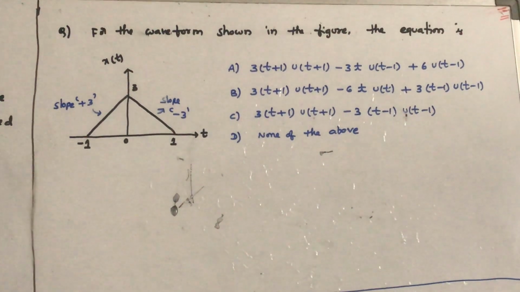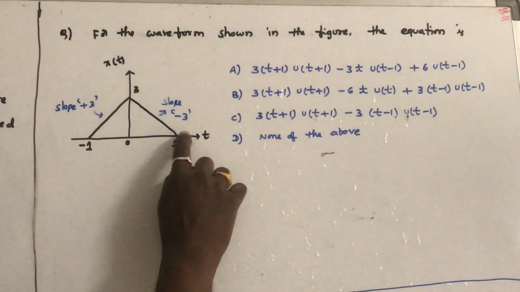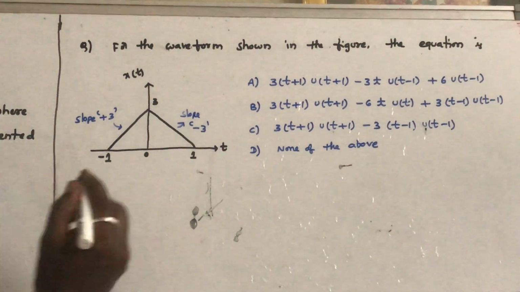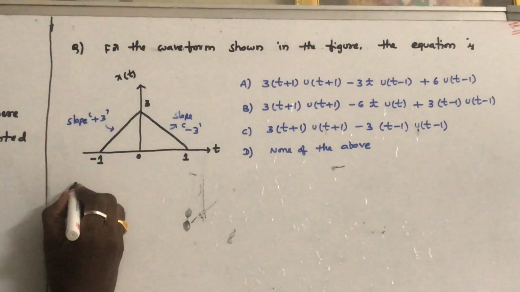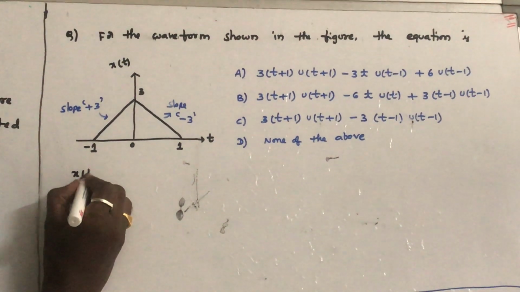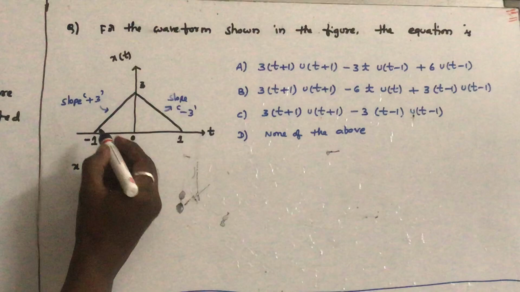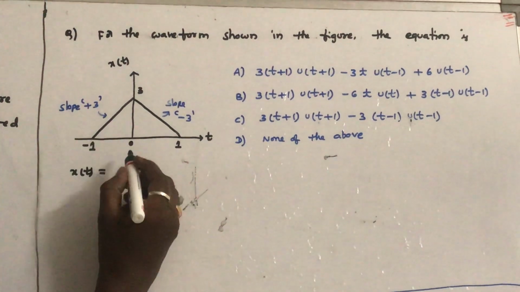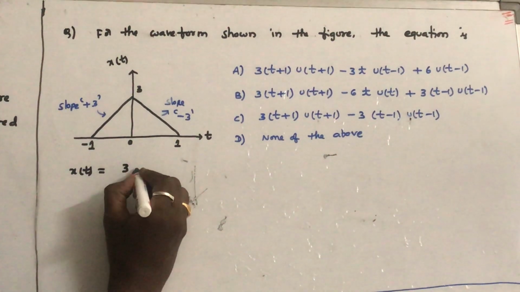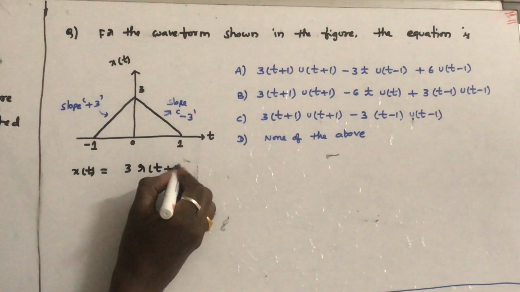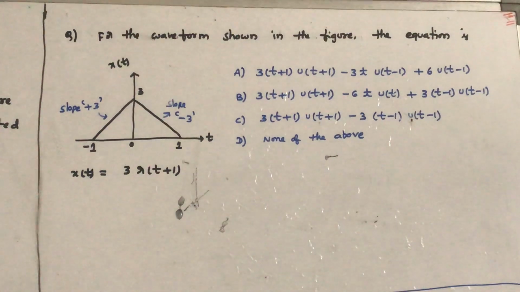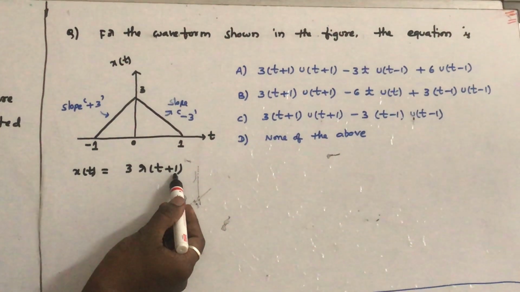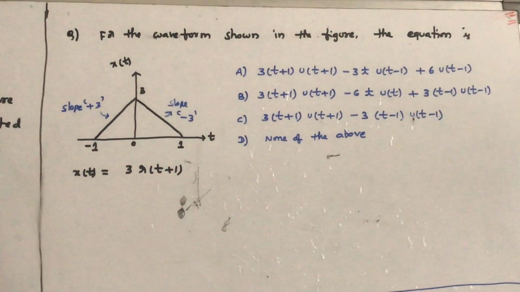After 1 there will be no waveform. Remember that there will be no waveform. So let us answer this question. First what we have to write is x of t is equal to, since the ramp is starting at t is equal to minus 1 with a slope of 3, we can write 3 into r of t plus 1. As we discussed in the previous lecture, r of t. Why have we written this? This ramp starts at t is equal to minus 1 with a slope of plus 3.